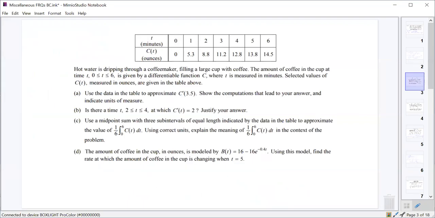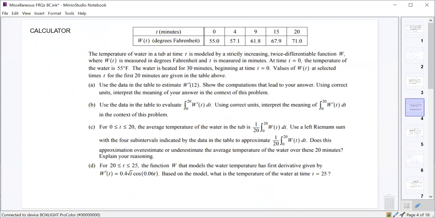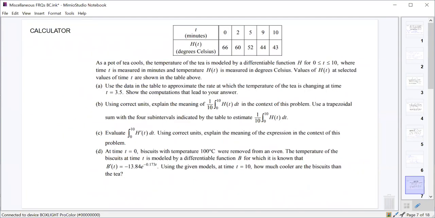Anybody have a preference between coffee and a bathtub? I am drinking coffee right now. All right, we'll do the one with the tea. Sounds great. All right, let's do the problem with the tea. I am drinking tea right now. All right.